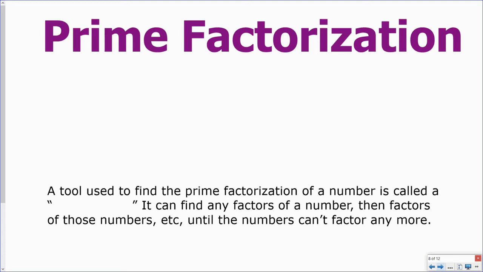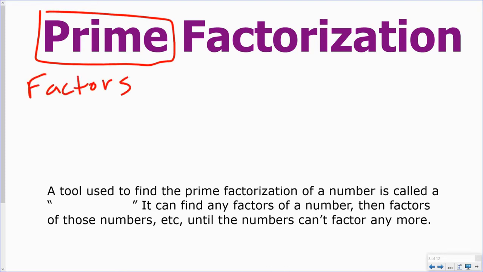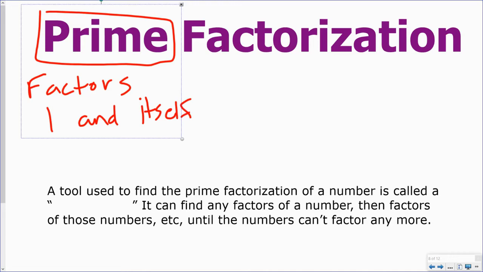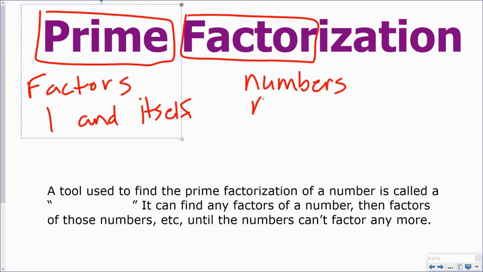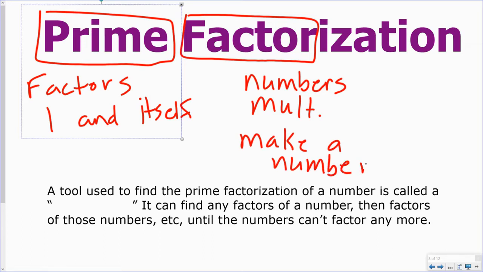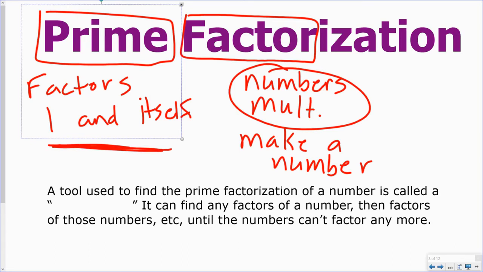Let's talk prime factorization here. So we know what prime means. Prime is any number that has factors of 1 and itself. And we know what factors are: numbers multiplied together to make a number. So prime factorization is where the numbers we're multiplying together are only prime numbers.